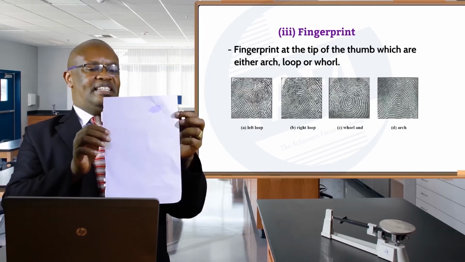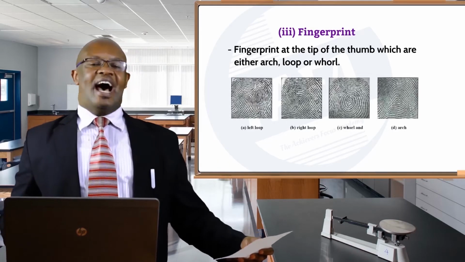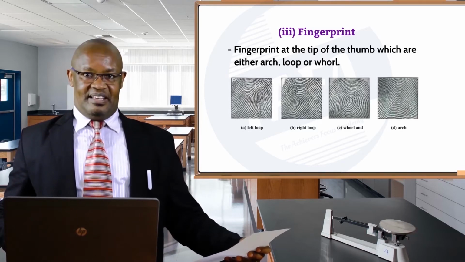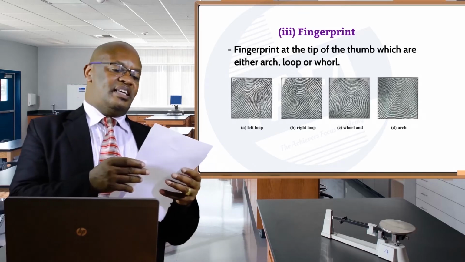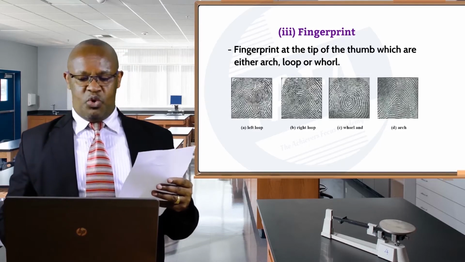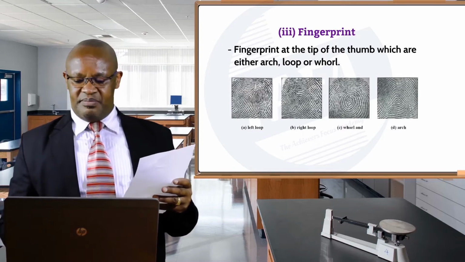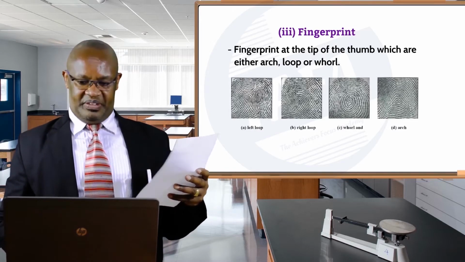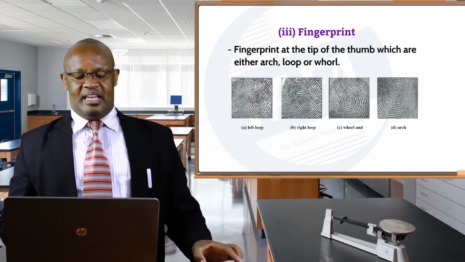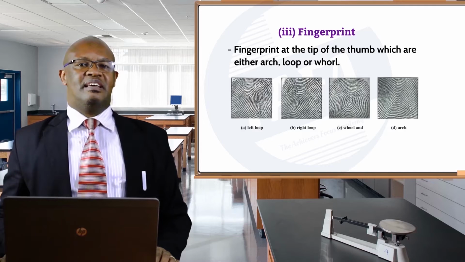Okay, and then after that, you're supposed to take a hand lens and study the pattern. In the case of my pattern, I can compare this with what I have there on the board, and I can see that my type is loop. Okay, so that is the third example of discontinuous variation.